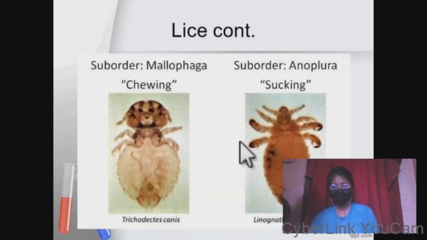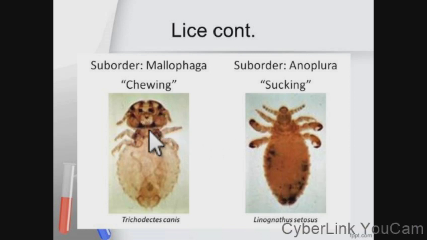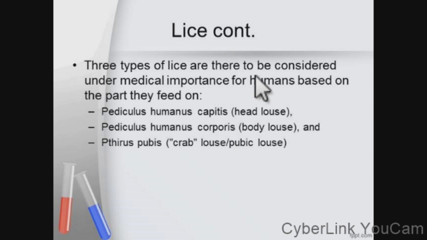This is the Mallophaga. They have chewing mouthparts and a head larger than their thorax. And Anoplura have piercing mouthparts, a head narrower than the thorax, and legs with distinct claws. Three types of lice are considered of medical importance for humans, based on the part they feed on: Pediculus humanus capitis, Pediculus humanus corporis, and Phthirus pubis, and we will discuss them now.